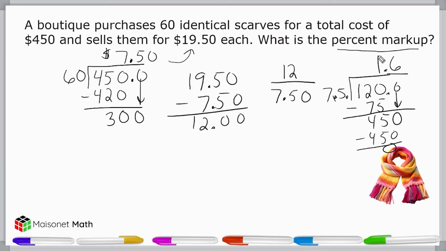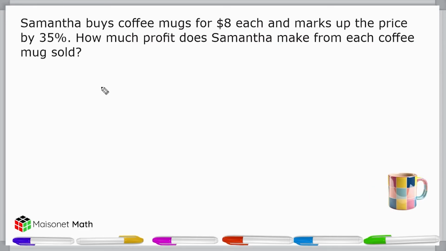All right, now we convert this into a percentage by moving the decimal point 2 spaces to the right. So we would say that each scarf was marked up 160%. All right, let's go ahead and do the next problem. All right, so Samantha buys coffee mugs for $8 each and marks up the price by 35%.